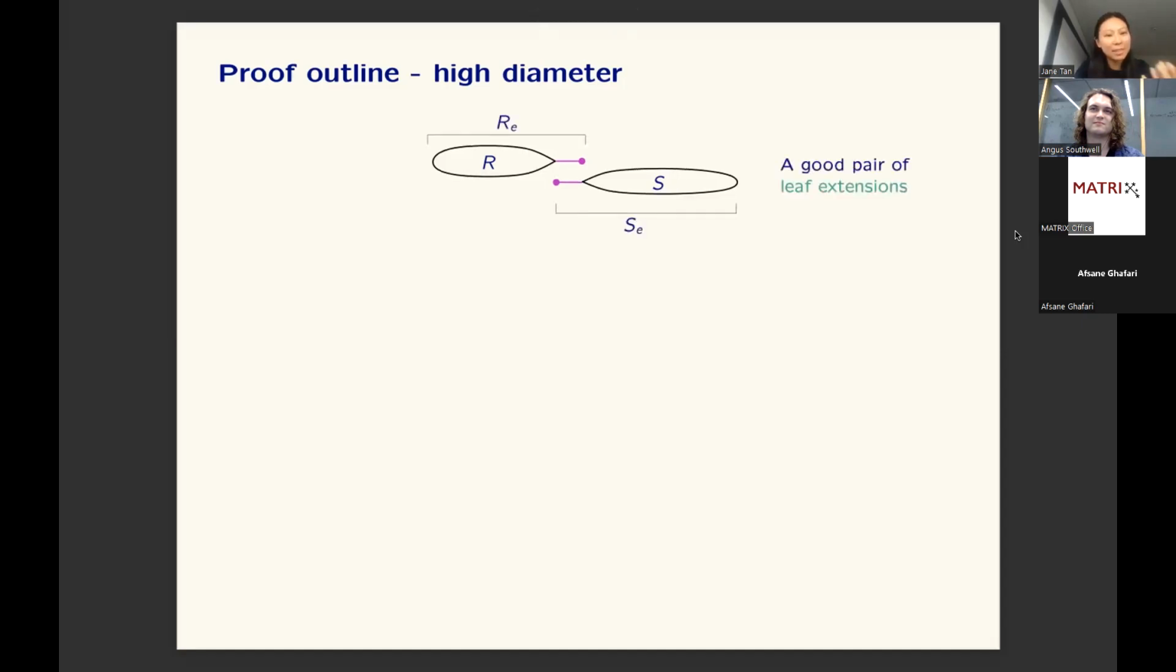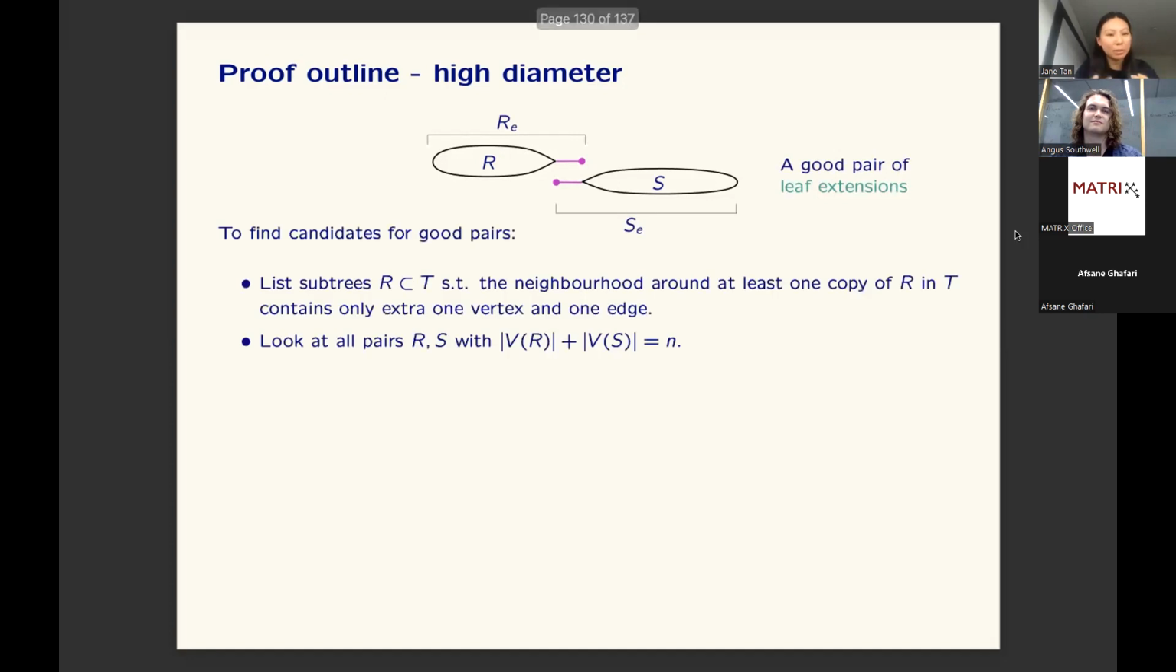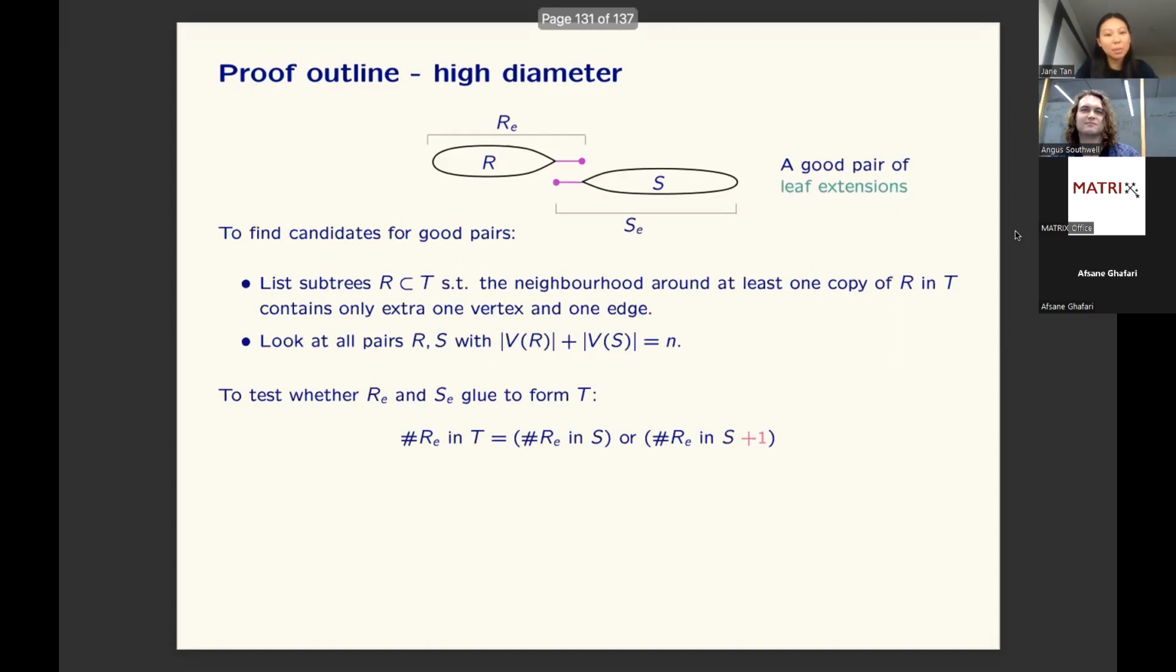We call these leaf extensions, and we come up with a whole kind of extension counting lemma to deal with these. I'm going to skip the actual counting, but the idea is that we can find candidates for R and S just by running through all possibilities where the neighborhood of this subgraph within the tree only contains one extra edge. And that's important because that tells us where we can glue them together.